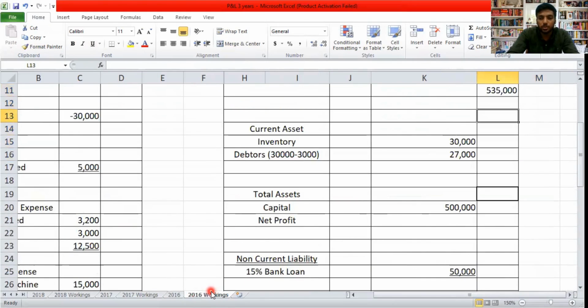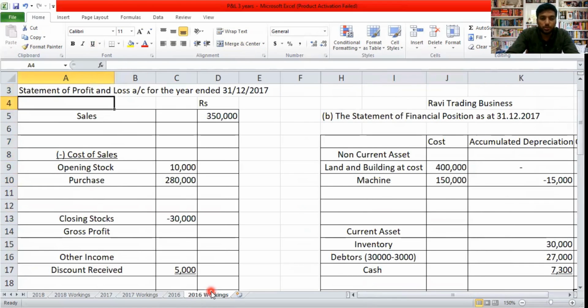So I'll write here cash. There's no prepaid expenses as in the previous sum. Cash 7,300. Before we take the total of the financial position portion, we'll finish it up. We'll finish our income statement.